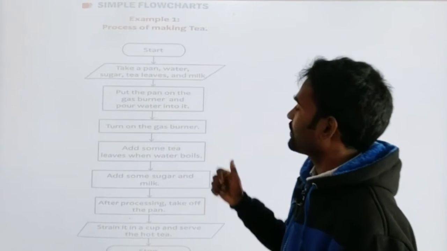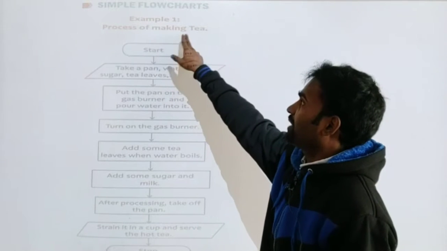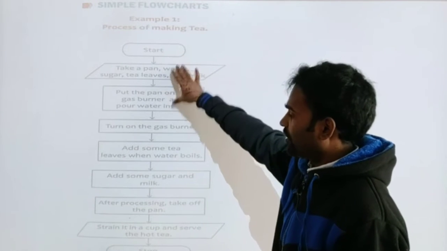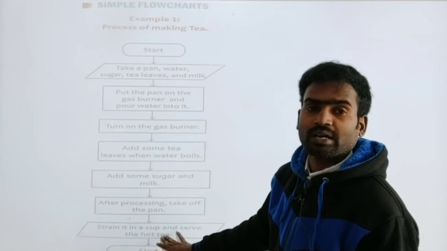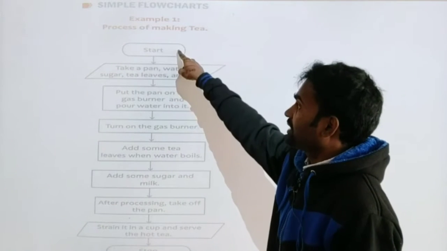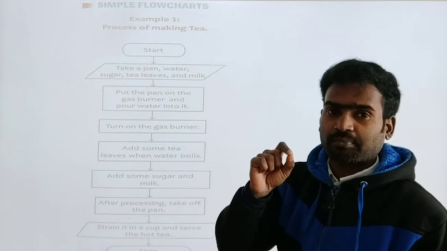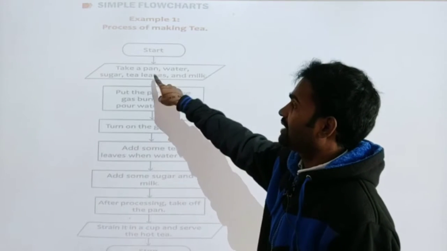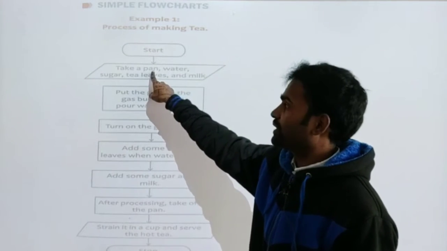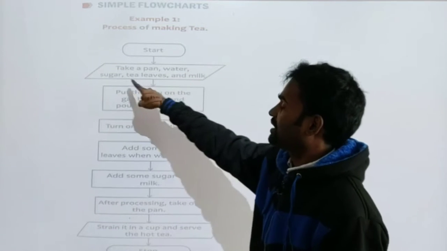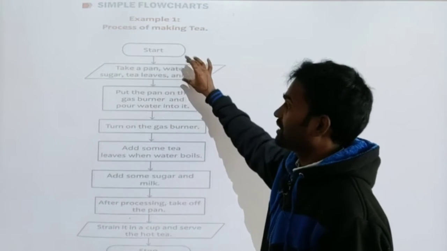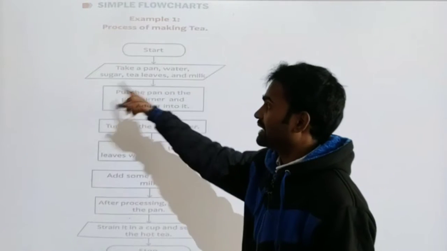And as I was telling, here is a process of making tea. See here, for all these things they used the diagrams I mentioned. They started the process of making tea. Then they take input. What is the input? Take a pan, water, sugar, tea leaves and milk. This is input, taken with this diagram.